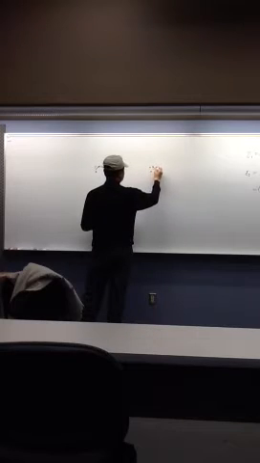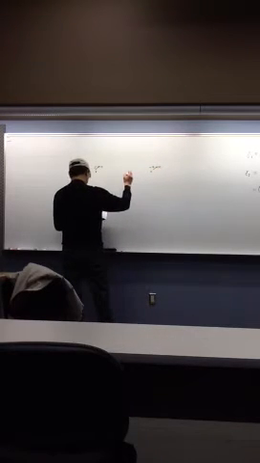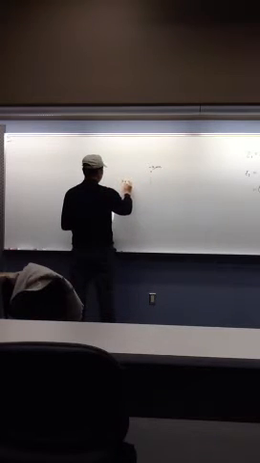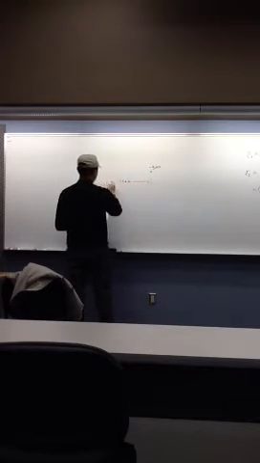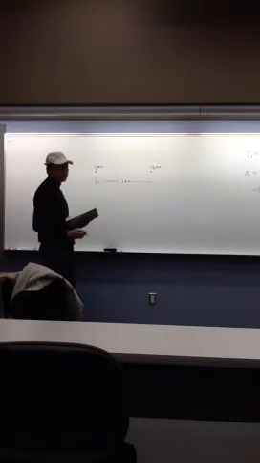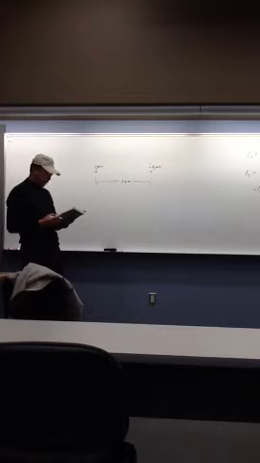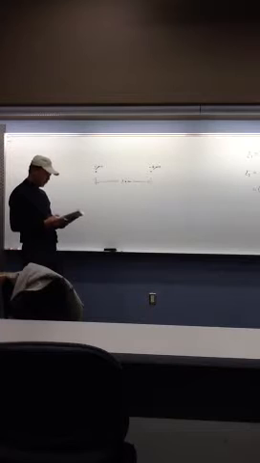Negative 8 μC. The distance between them is 1.2 meters. That's the initial situation. And it asks you, at the midpoint, the field must be 0 if you have a third charge equal to 5 μC. Where do you put it?